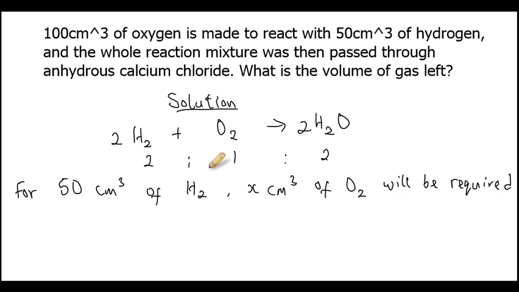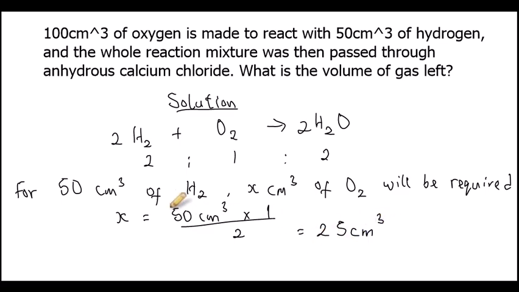So from here, x will be equal to 50 cm³ multiplied by 1, based on the ratio in which they are combining, divided by 2. So that equals 25 cm³. That is, if we used all of the hydrogen gas given, we will just need 25 cm³ of oxygen. Now, what if we used all of the oxygen given? Do we have enough hydrogen gas to take part in the reaction?